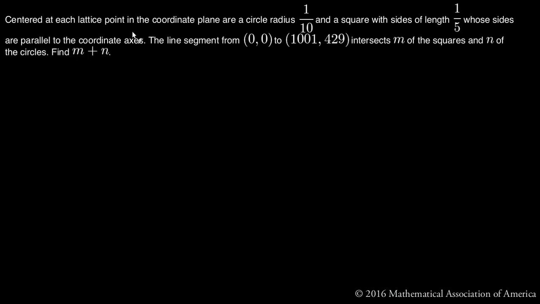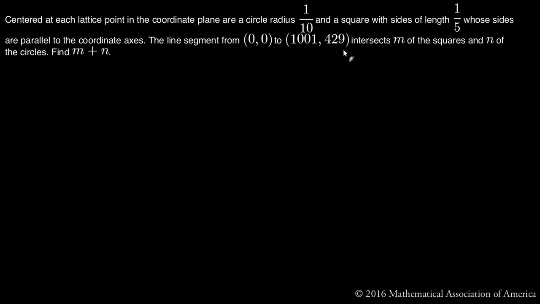Centered at each lattice point in the coordinate plane are a circle of radius 1/10 and a square with side lengths 1/5, whose sides are parallel to the coordinate axes. The line segment from (0, 0) to (1001, 429) intersects m of the squares and n of the circles. Find m plus n.